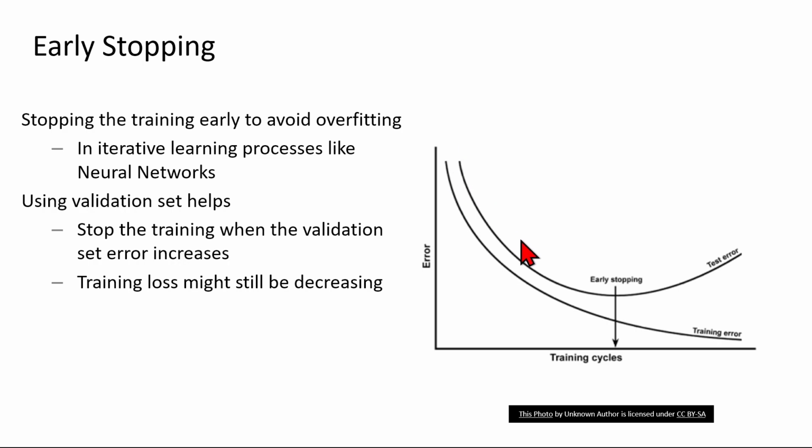At some point during your training, the training error continues to decrease, but the test error, in this case the validation error, could start to increase. So you could try to stop the training when the validation error starts to increase.